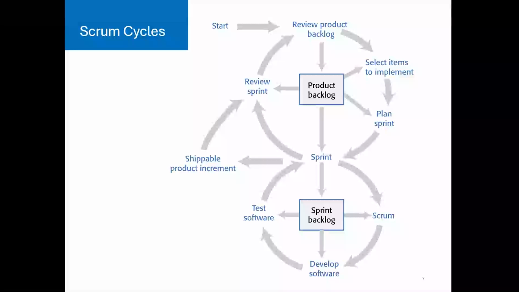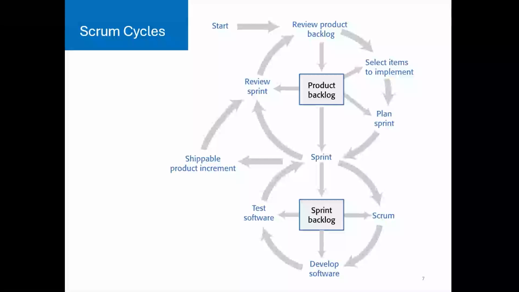After that, we move to select items to implement. So the team selects a set of backlog items for the upcoming sprint. These should be high priority and feasible to complete within the sprint timeframe. And the next step is plan sprint. In the sprint planning meeting, the selected items are discussed in more detail. Tasks are broken down, estimated, and assigned to the team's sprint backlog.